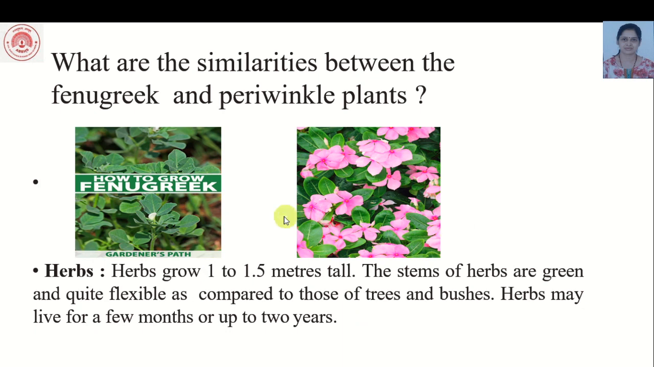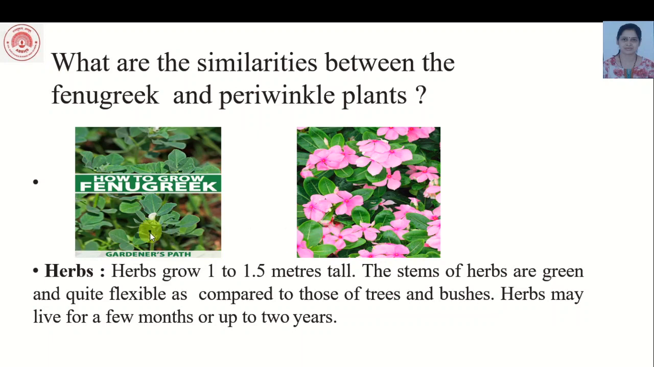Observe this picture. What are the similarities between the fenugreek and periwinkle plants? Both are autotrophic plants. What is meant by an autotrophic plant? We have studied it in the previous video. It means these plants prepare their own food. Then what is another use of these plants? They are herbs and they are used in Ayurveda treatment. Herbs grow up to 1 to 1.5 meters tall.